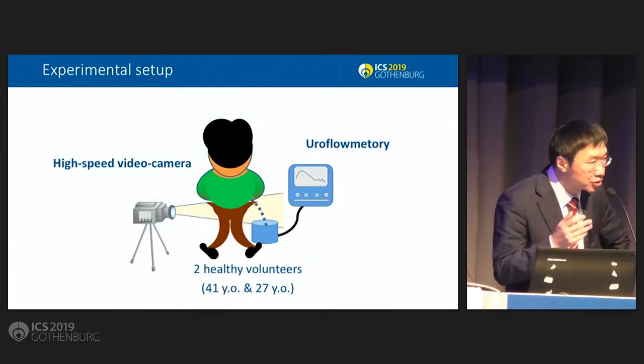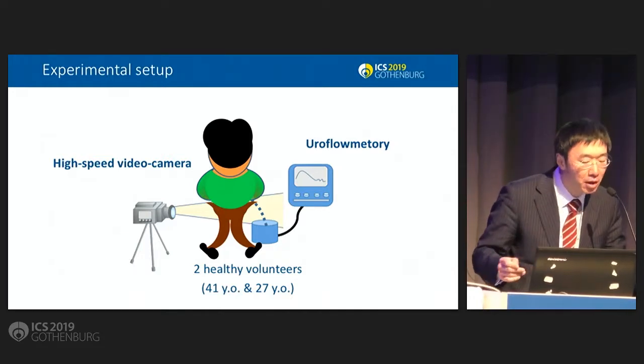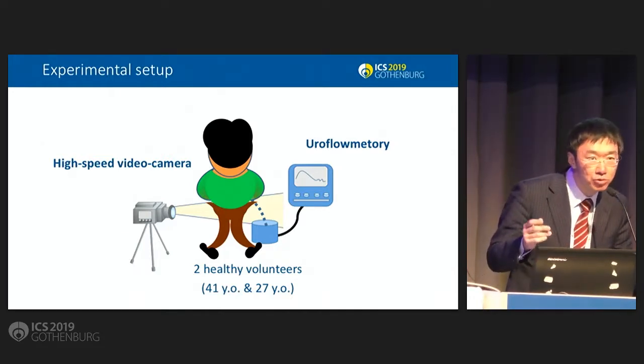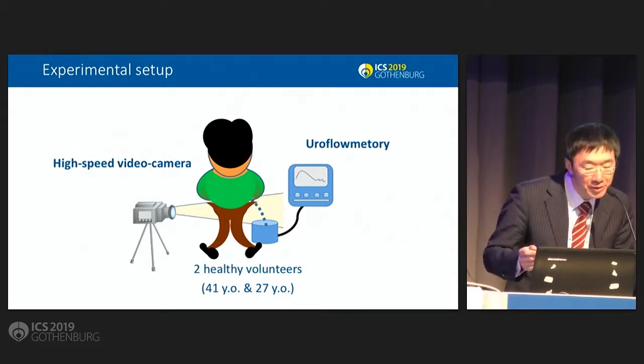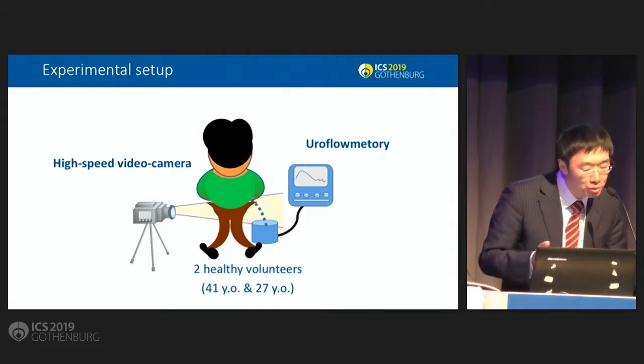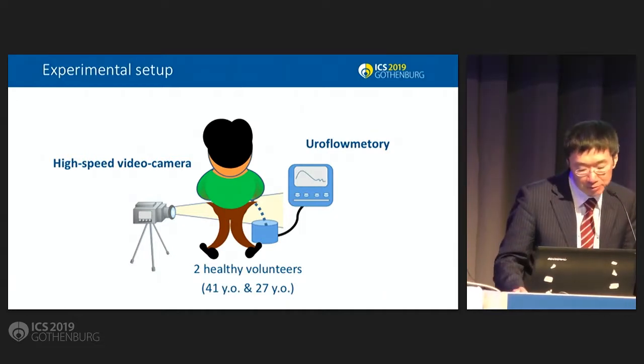This slide is showing the experimental setup. It's very simple. A high-speed video camera was used to observe the urine stream, synchronizing urethrometry, and only 2 healthy volunteers participated in this pilot study.